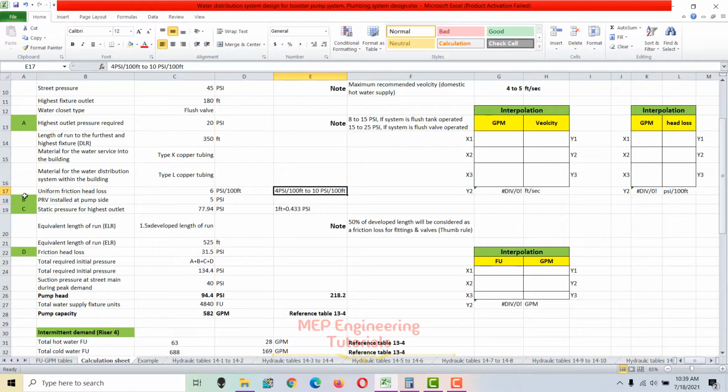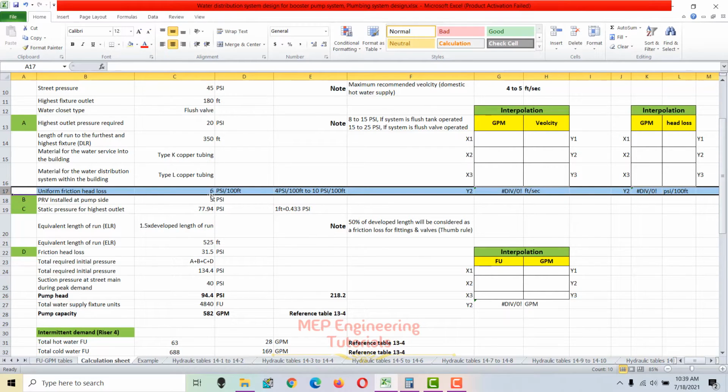So we have taken 6 psi per 100 foot over here, which is the most economical design, like 5 to 6 psi per 100 foot. So we have used 6 psi per 100 foot. As you change this uniform friction head loss, if you move to 10 psi per 100 foot, then your pipe sizes will be smaller. That means less insulation will be used, smaller pipe insulation will be used.